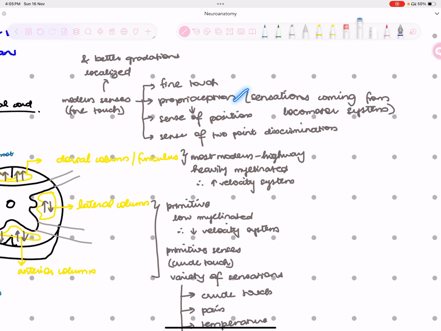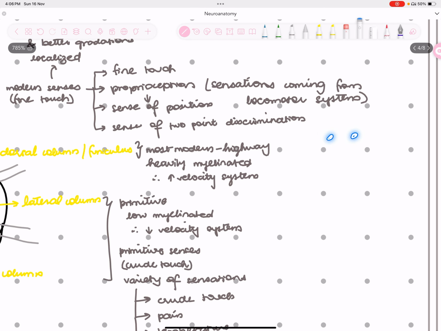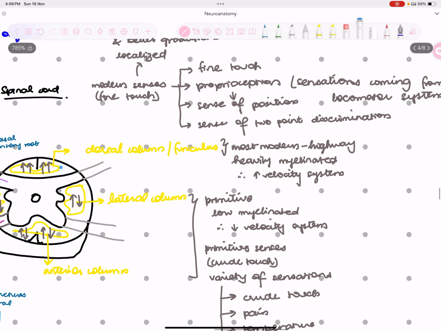Then proprioception, the sense that is coming from the locomotor system, if you can recall the definition, that's also a modern sensation, which is a sense of position. And the sense of two-point discrimination. For example, if someone touches you at this point and this point, you should be able to distinguish that, yes, he touched me here as well as here at the same time, simultaneously. So the sense of two-point discrimination, proprioception, which is the sense of position, and your fine touch. These are the modern sensations which are done by the dorsal column.